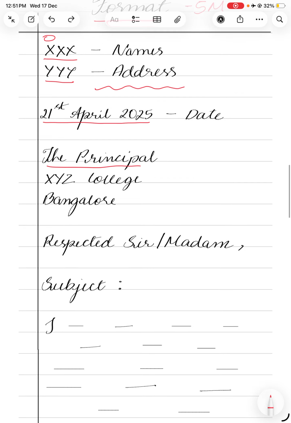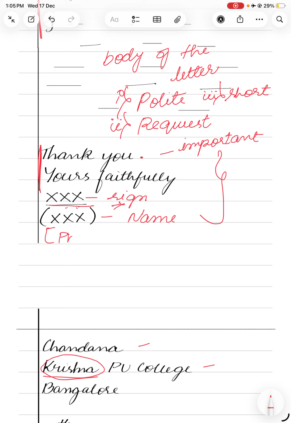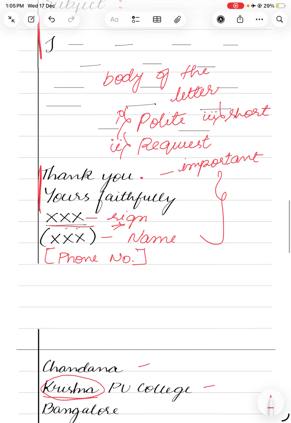One more thing, suppose they ask you to write a leave application, and you're writing your parents' names. If you write your father's name, you are supposed to write it as Mr. and then start off with the name. And if it is mother, then you will write Mrs. and then write down the name. At the end, if you're writing a leave application, you're also supposed to write the phone number without fail. All right, so this is all about the leave letter.